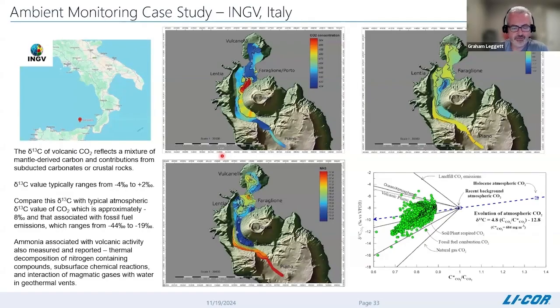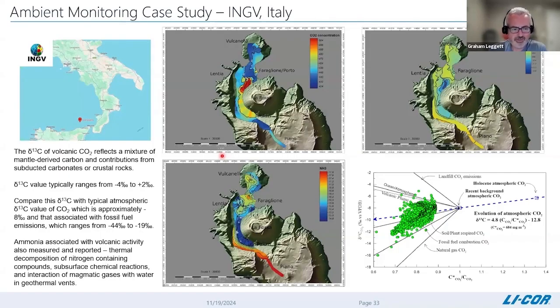And here, some very nice work. They used the LI-7825 in a vehicle to map emissions around the volcano crater, essentially. And so the delta 13C of volcanic CO2 reflects a mixture of mantle-derived carbon and contributions from subducted carbonates or crustal rocks. And the typical delta 13C values observed there are around -4 per mil to +2 per mil.